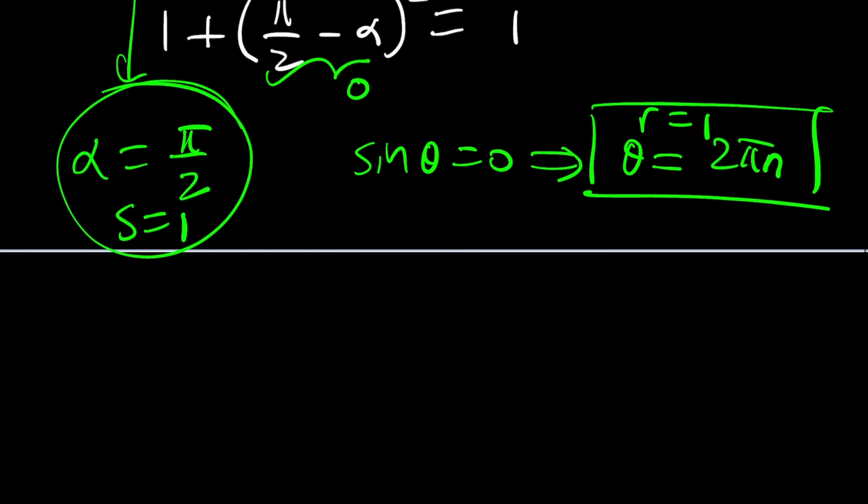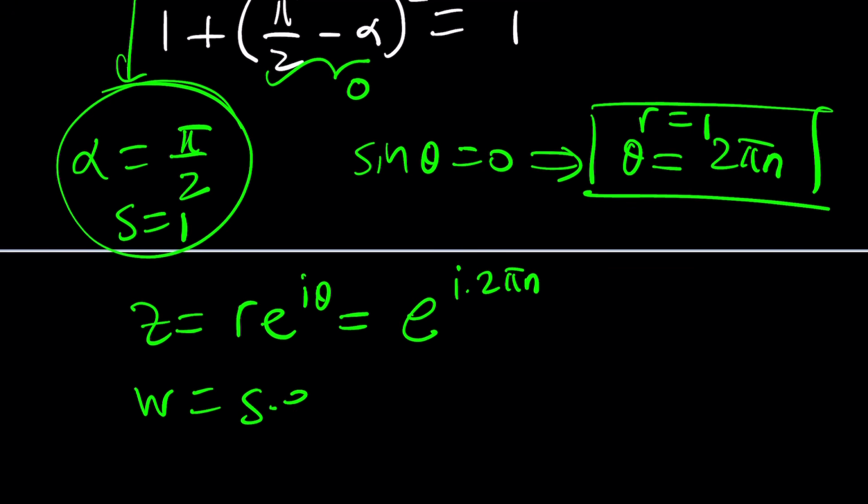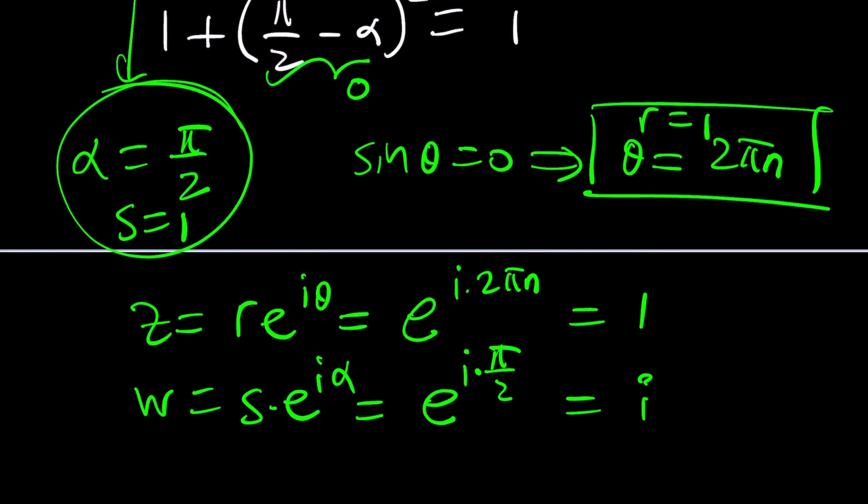So now remember, our assumption was z equals r e to the i theta, right? Z equals r e to the i theta. So it's going to be just e to the power i times 2 pi n. And w was s e to the i alpha. s is 1, so it's going to be e to the power i times alpha, but alpha is pi over 2. And remember, I asked you, hopefully you're familiar with i pi over 2. e to the i pi over 2 is equal to i. This is equal to 1. It's actually very important because that's how you write 1 in the complex world. So 1 and i satisfy this equation. But is that the only solution to the system? That's for you to find out.